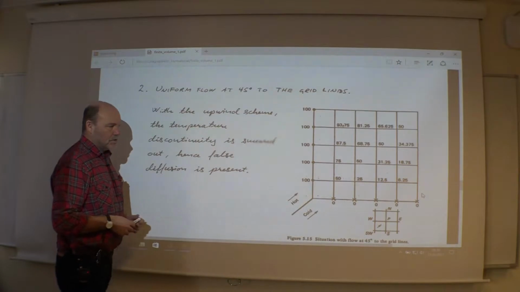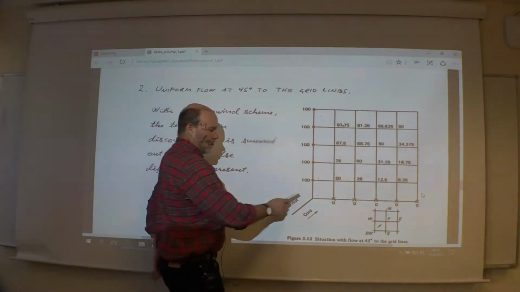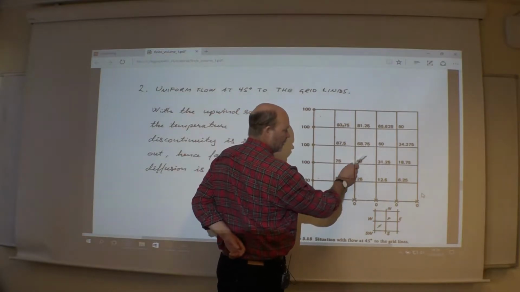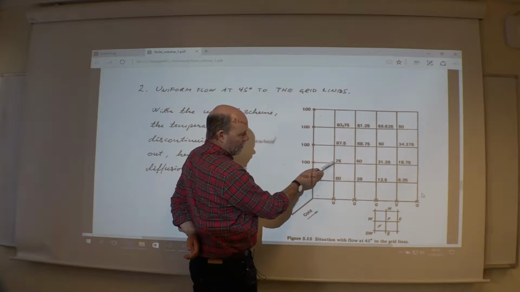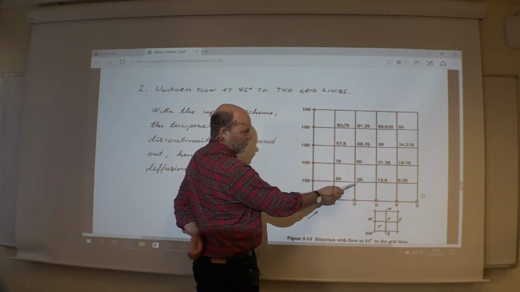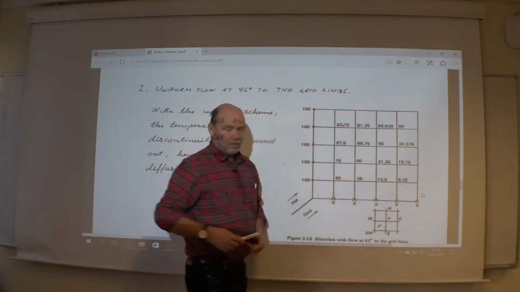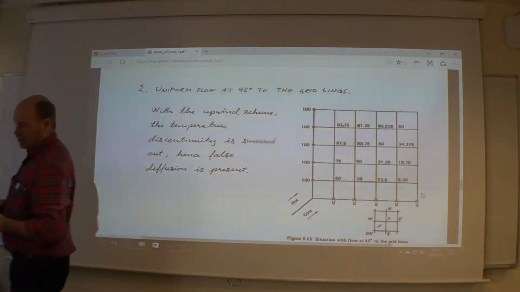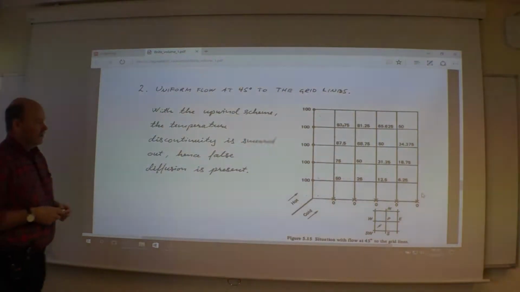And the solution should have been, without any diffusion, a sharp jump. So here at this line, 50-50, that's okay. But then you should immediately have 100 here and 10 on the other side. Instead, you see you get this smearing effect due to the mesh. And this is what Patankar calls false diffusion.